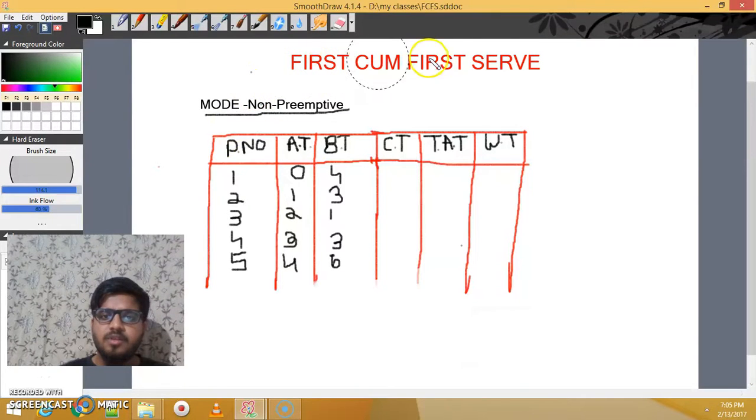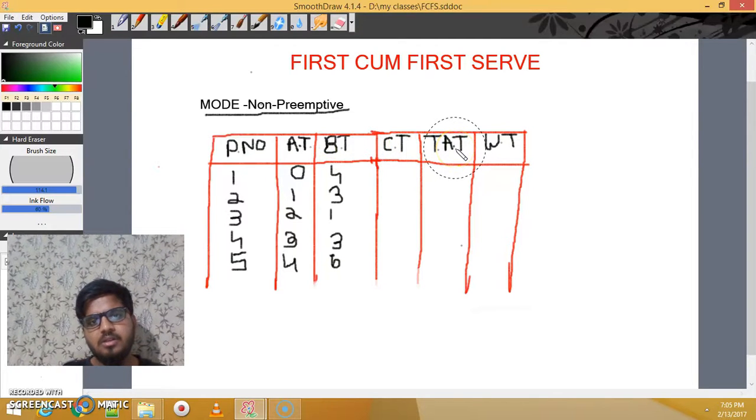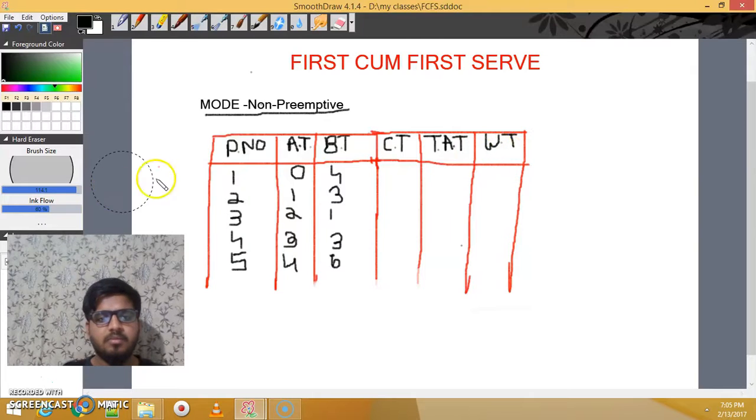So now let's talk about first come first serve. This mode is non-preemptive. They give the process P1, process number, arrival time and burst time. So they will ask what is the completion time, what is the average turnaround time or average waiting time.